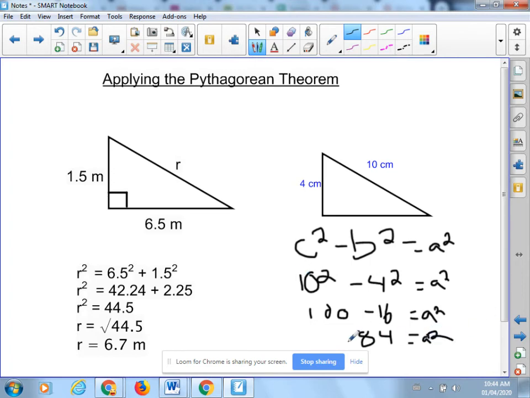Really hard to write there. So the square root of 84, if you want to estimate, you know it is between 9 and 10, which means it has to be closer to 9 than 10 because 84 is closer to 81. So you'd probably be guessing something like 9.2. Or you could take out your calculator and find the square root of 84, and that would give you 9.165. So if I round that, I would say that equals 9.2.